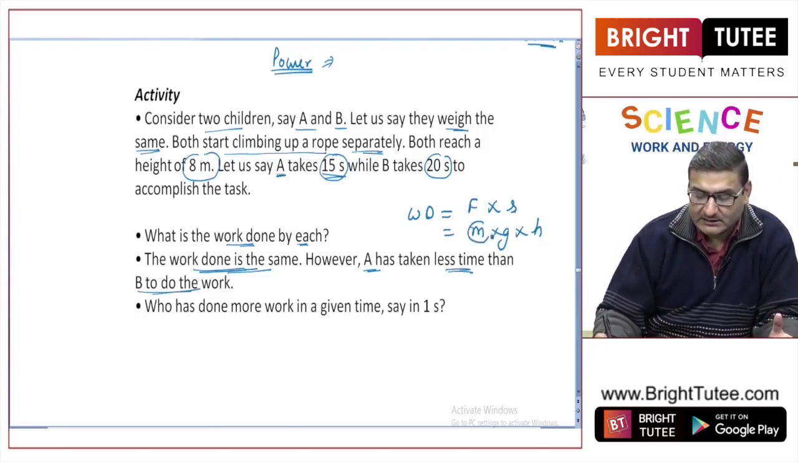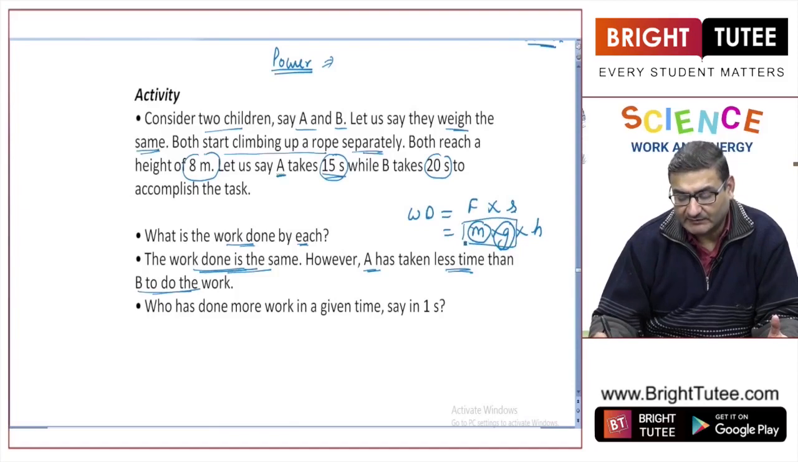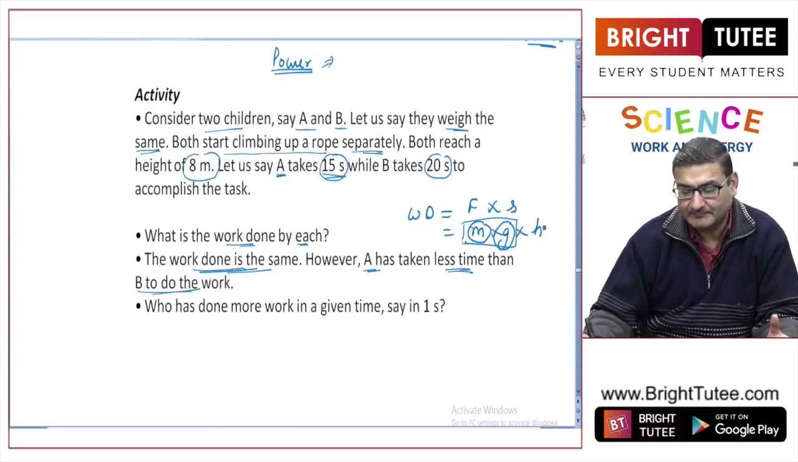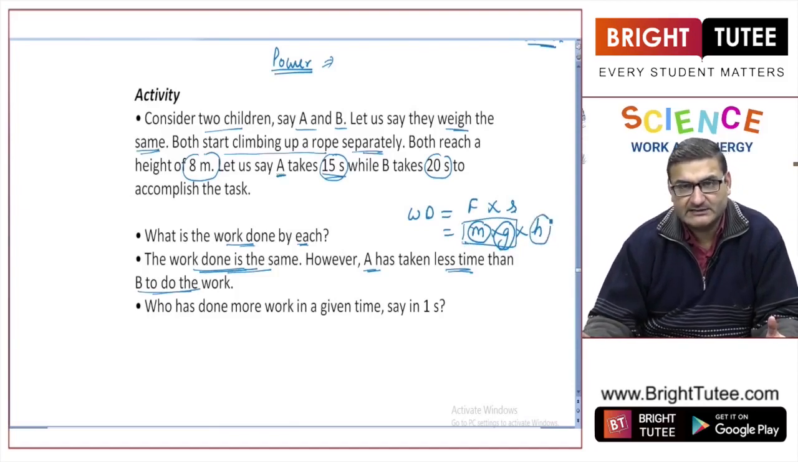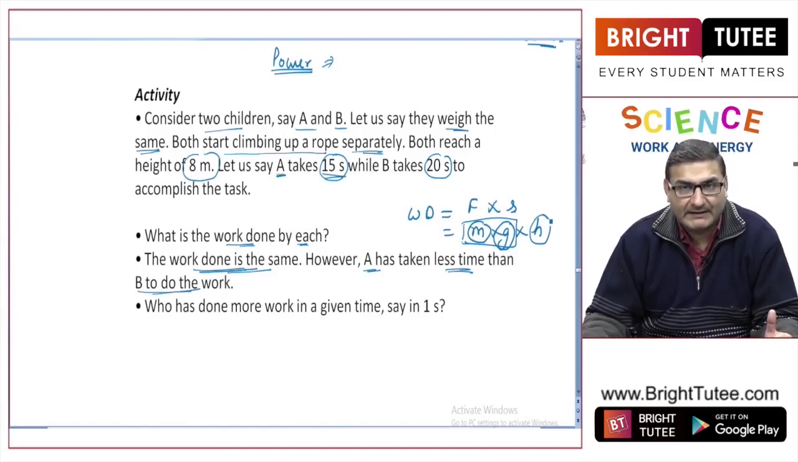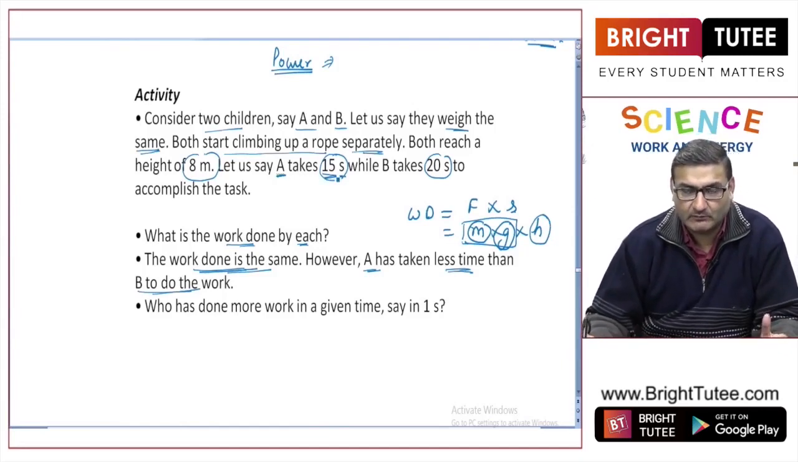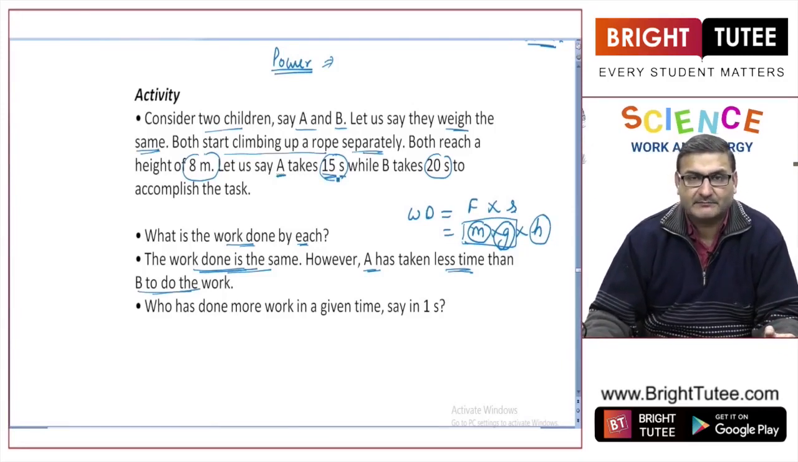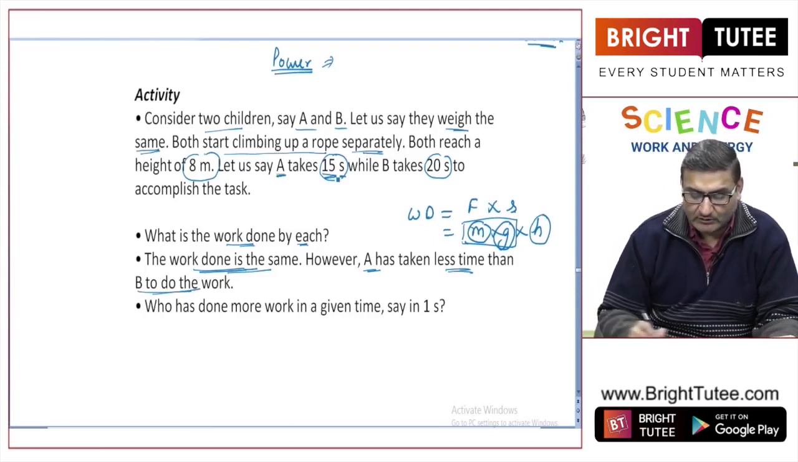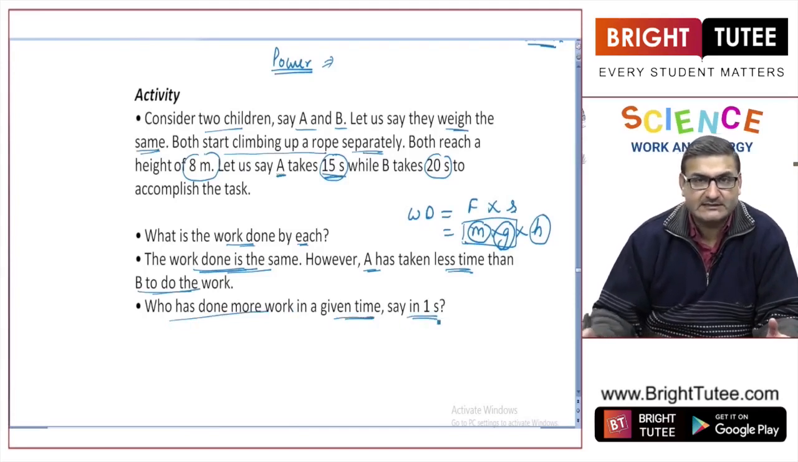Mass multiplied by g becomes the weight. We have studied it earlier. The weight of both the boys is the same. The height which they are reaching is the same. Therefore, the work done will be the same. But the time in which A is doing the same amount of work is less as compared to the time that B is taking. So who has done more work in a given time, say in 1 second? Of course, it is A.